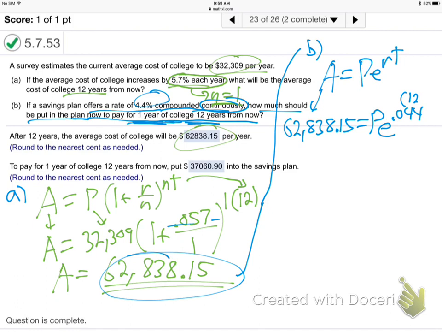I'm kind of running out of room here. Times 12. Right? Maybe I can squeeze these in a little bit better. Can you see all that? So there we go. We're trying to solve that for P, the principal. To solve for P, it's just divide. Principal is already on the ground level, so that's not bad. Just divide both sides by e to the 0.044 times 12.